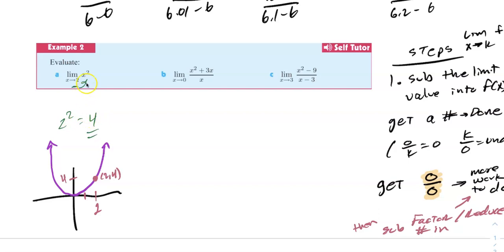Now, there's no issue with this picture. Like literally, the graph of 2 is 4. Everything's telling you it's going to 4. The actual value is 4. Plug it in, you got 4. That's the limit. No problem.